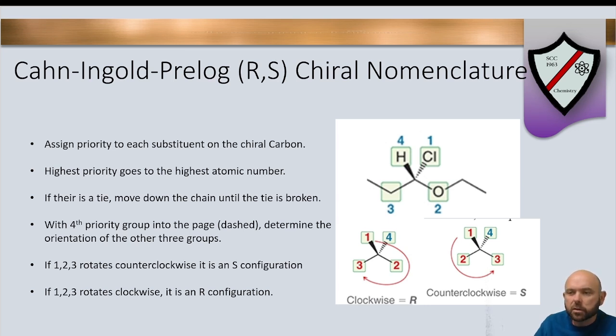You always look for the point of first difference. To determine whether a molecule is R or S configured, you make sure the lowest priority, number 4, is on a dash turned into the paper, and you look at the orientation of 1, 2, and 3. If 1, 2, and 3 rotate counterclockwise, we call that an S configuration. If 1, 2, and 3 rotate clockwise, we call that an R configuration.